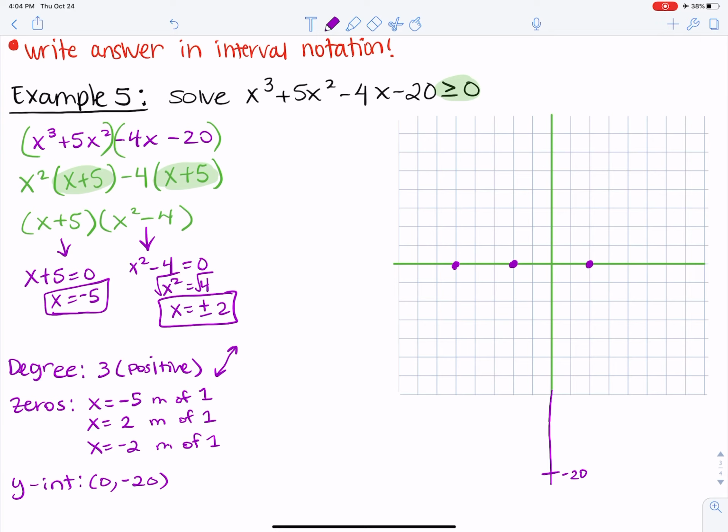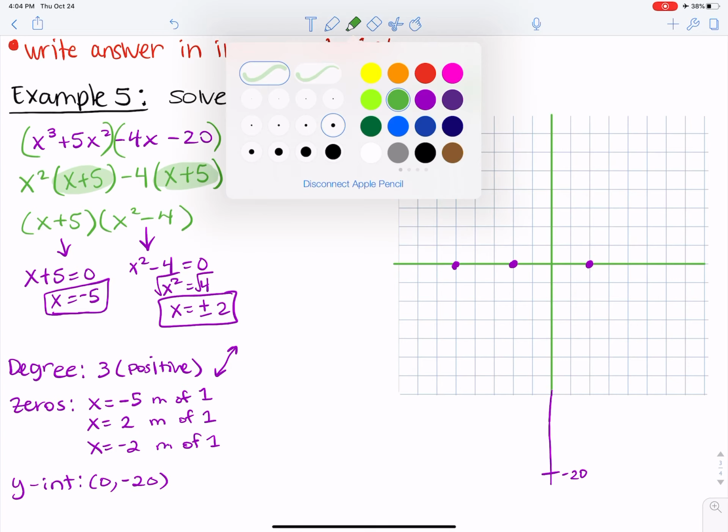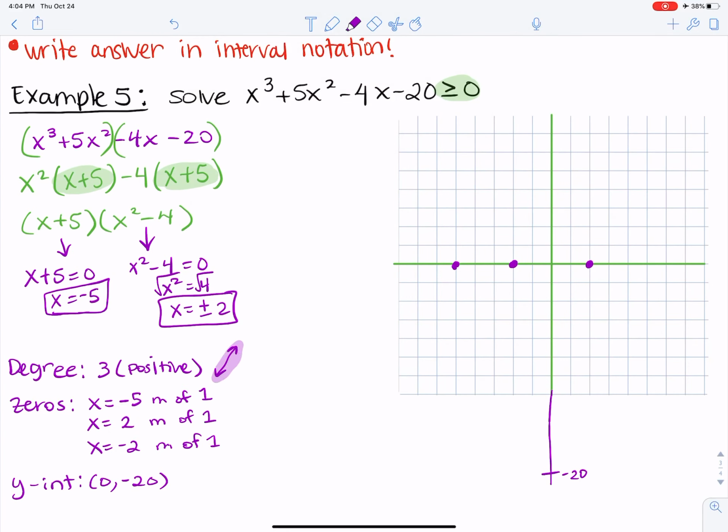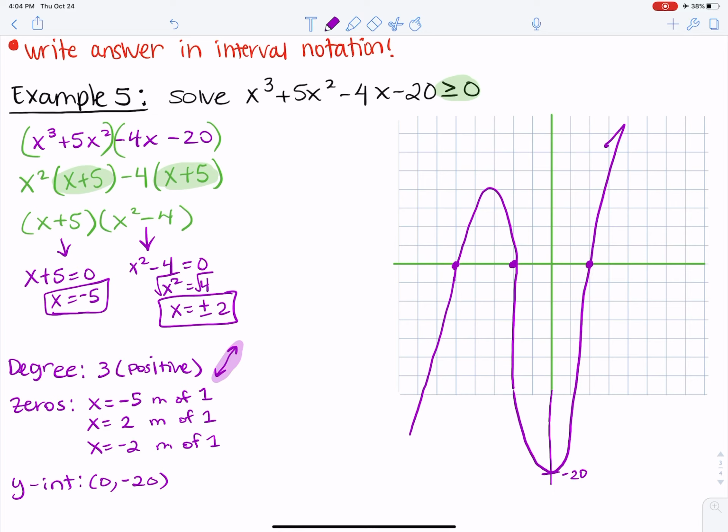So we want our picture to go in this direction. We start from the bottom, and if it's a multiplicity of 1, it goes through. Go up some, I don't care how far up you go, it goes through again, but it's got to go all the way down to your y-intercept, and then this is going to go through again, because all of these have an odd multiplicity. And that is our picture.